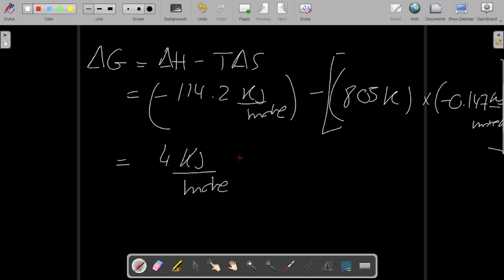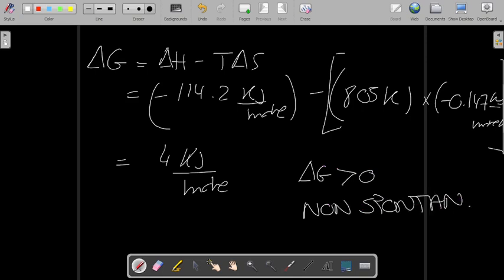What does it mean to be positive? Remember, if the Gibbs energy is more than 0, positive, you're going to have to memorize this, it's non-spontaneous. Okay, so the first section is answered. Is it spontaneous? No, it's not. But it says, is there any temperature at which you could make this spontaneous?